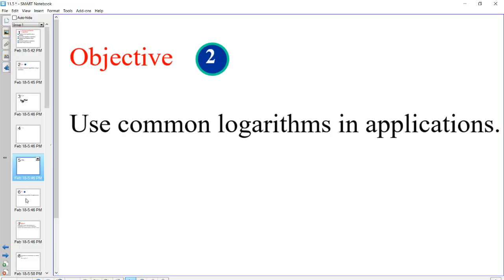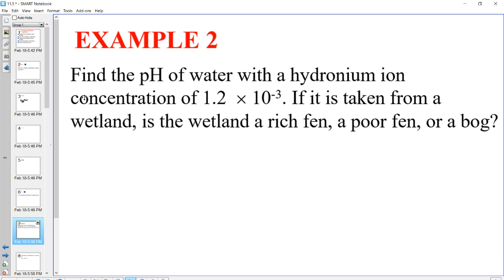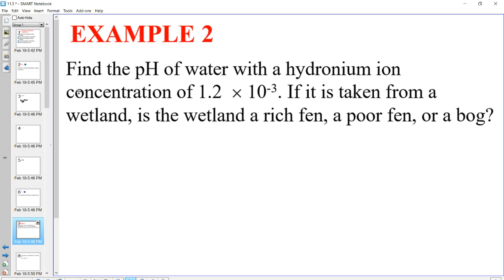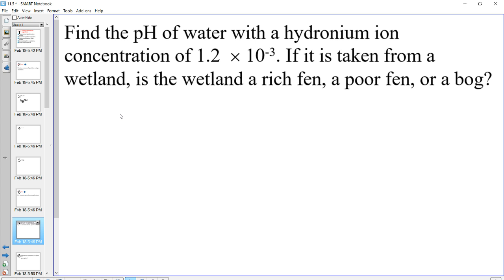Okay. So use common logs in applications. So here's our first problem. They're giving us a pH formula here for water. It says find the pH of water with hydronium ion concentration that is 1.2 times 10 to the negative third if it's taken from a wetland.